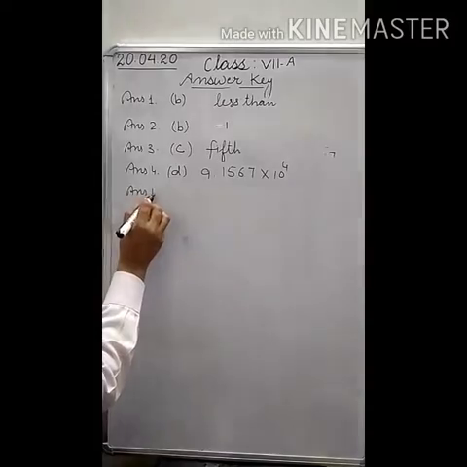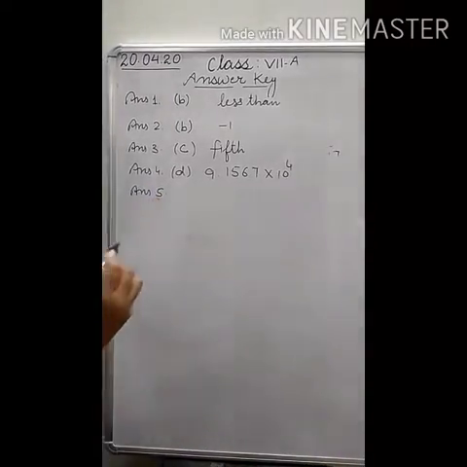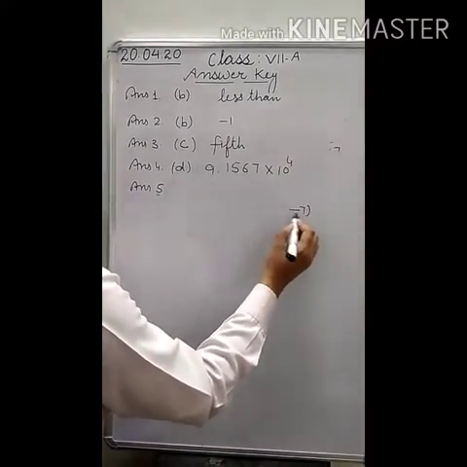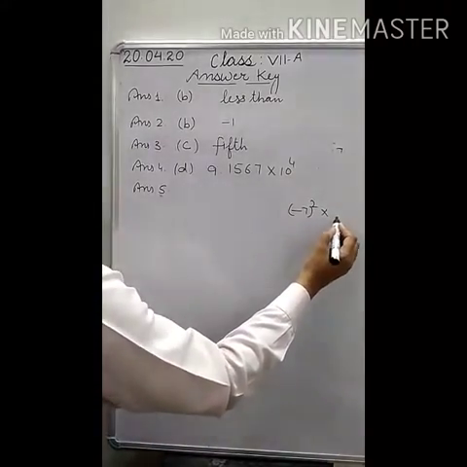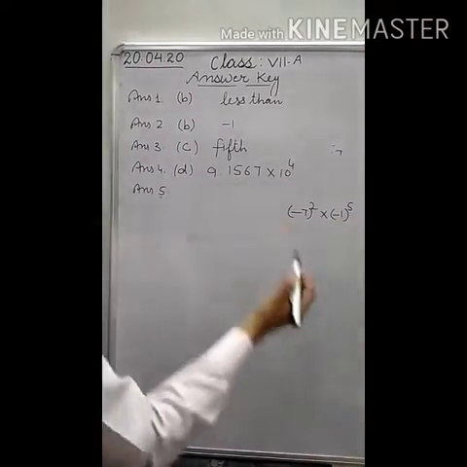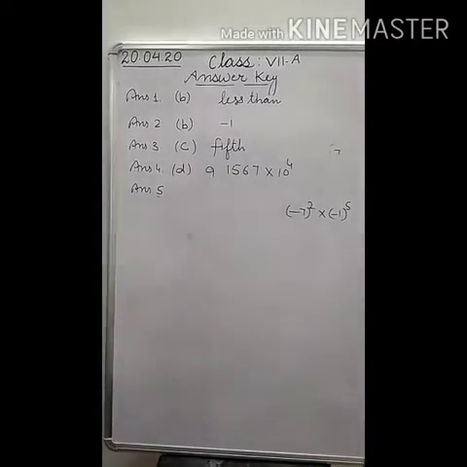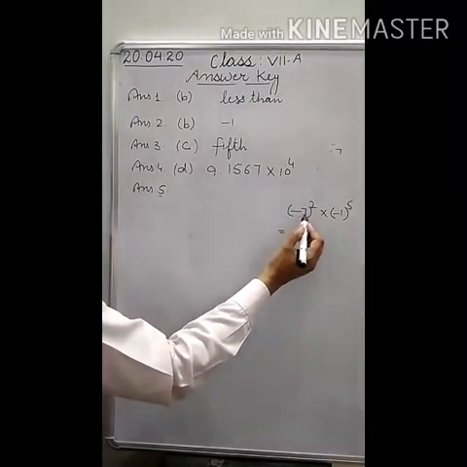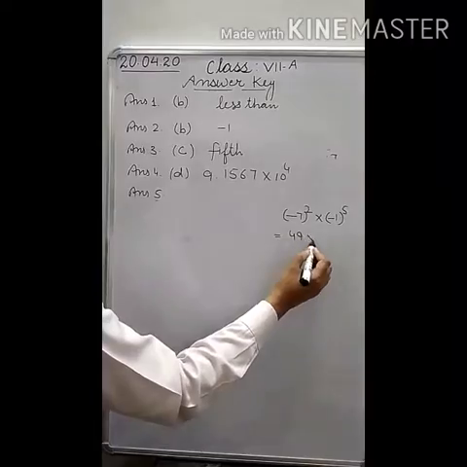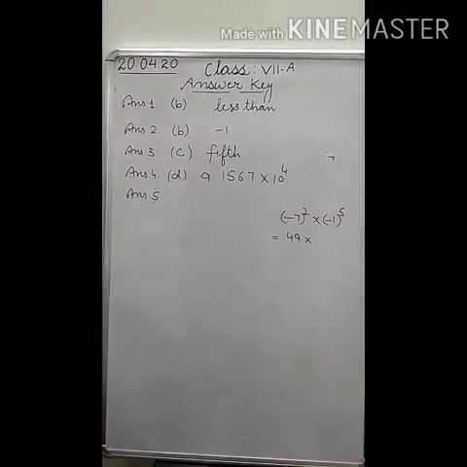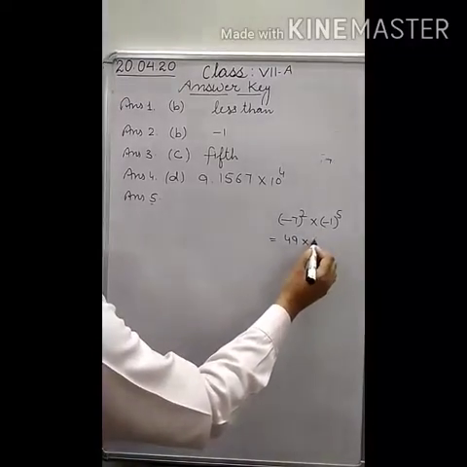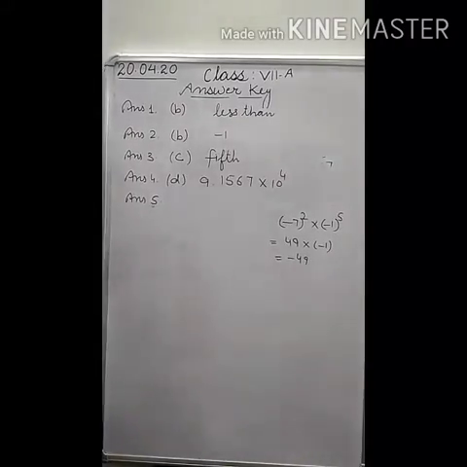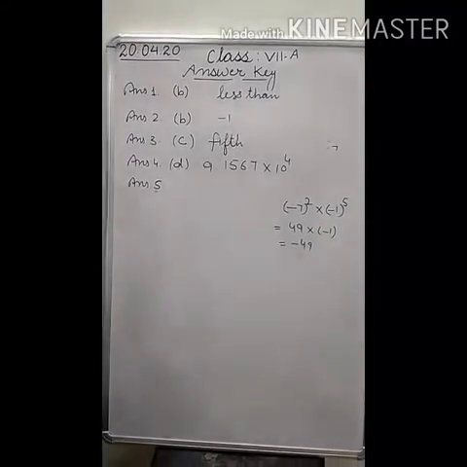Come to the next one. Here in question 5, we are given (-7) raised to the power 2 times (-1) raised to the power 5. This we have to solve. Again, you see it very carefully. Here (-7) raised to the power 2, what will be the answer of this? It means minus 7 times minus 7, which will be plus 49. And here minus 1 is raised to an odd power, which means the answer will be minus 1. And when you multiply, you will get minus 49. So your answer will be C.